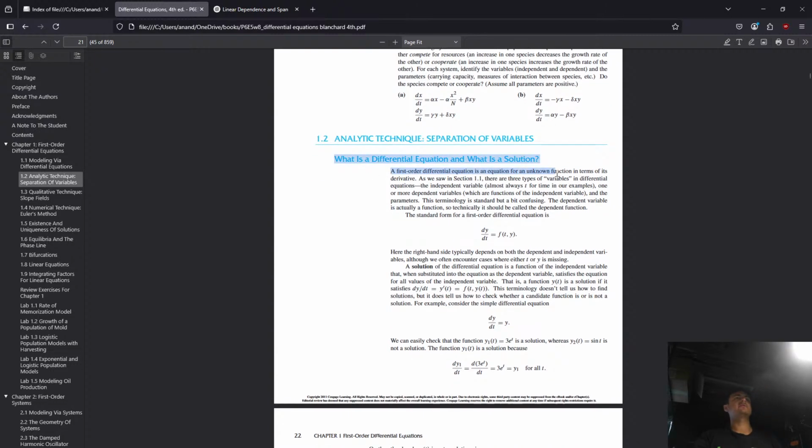Okay, what is a differential equation? A first-order differential equation is an equation for an unknown function in terms of its derivative.